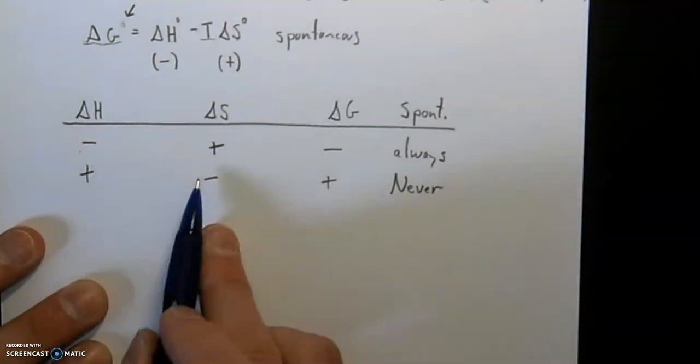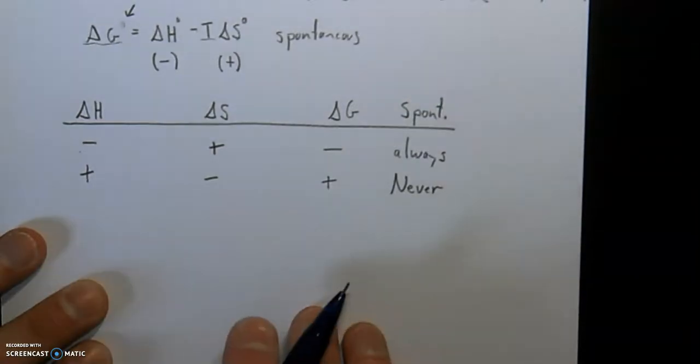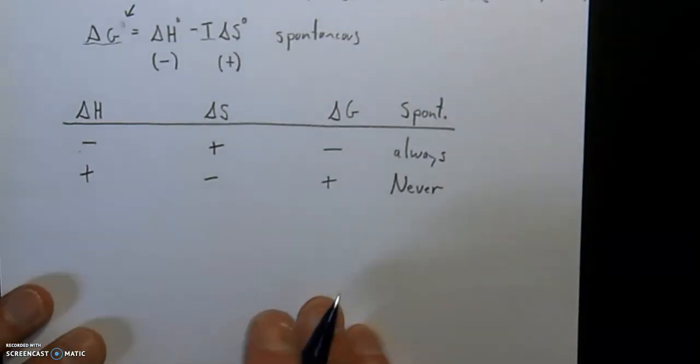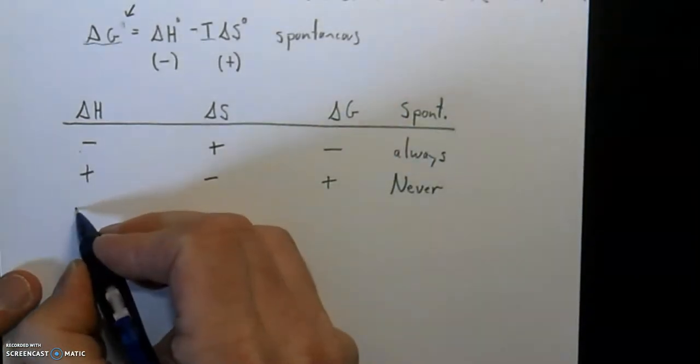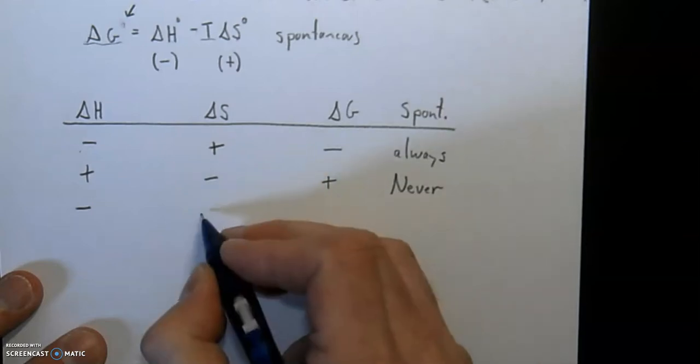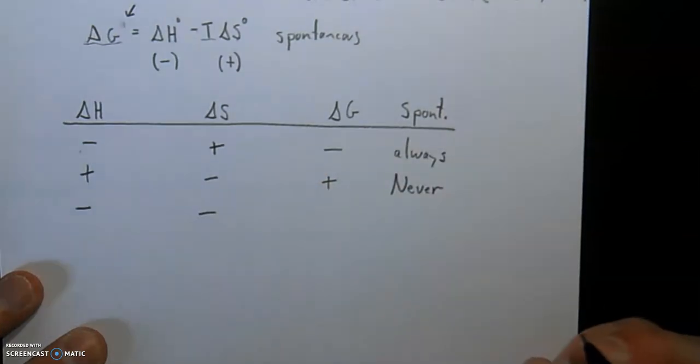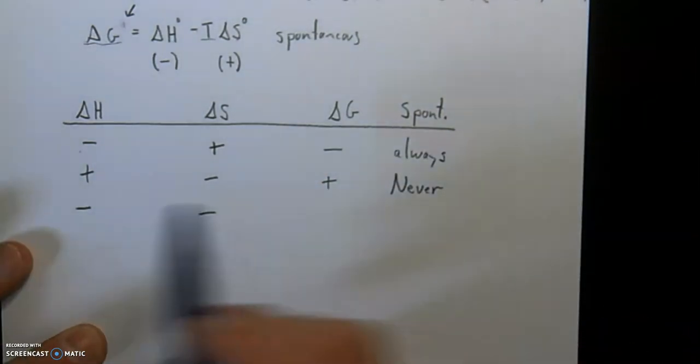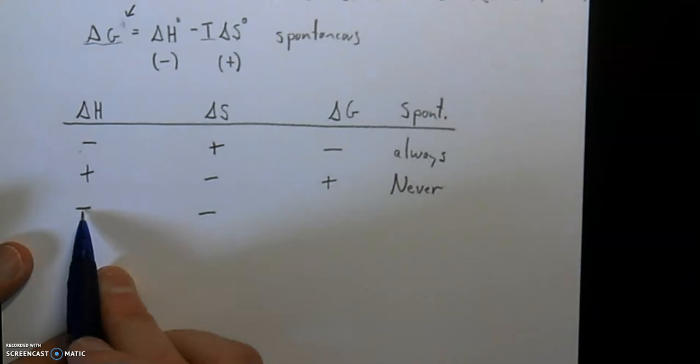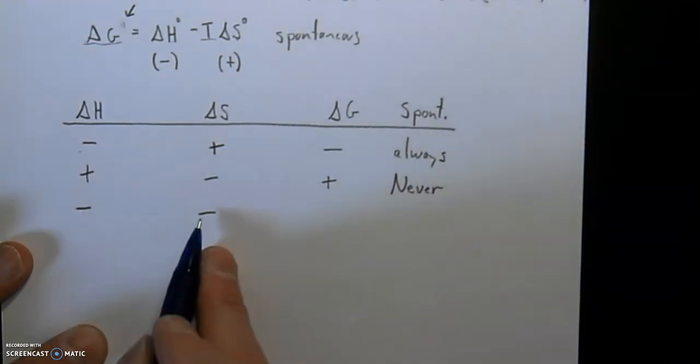If I know this, it's never going to be spontaneous. So what happens if we mix it up? And this is where it gets a little more clever. Okay, I've got these two values here. How does this one lend to being spontaneous? Always. How does this lend itself to being spontaneous? Never.